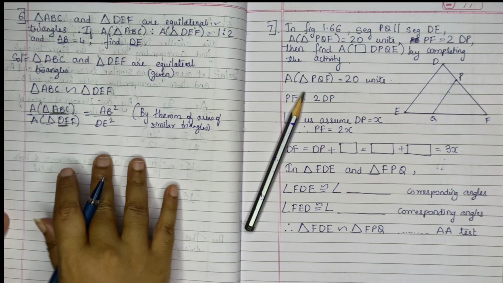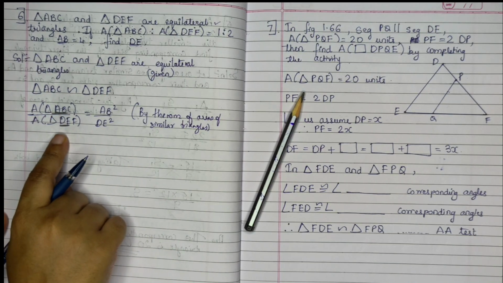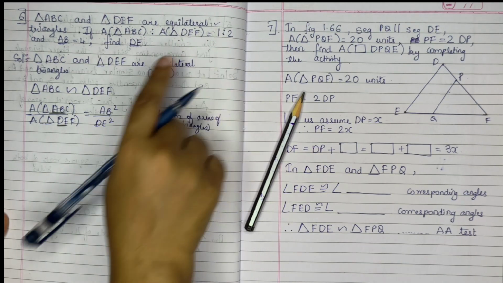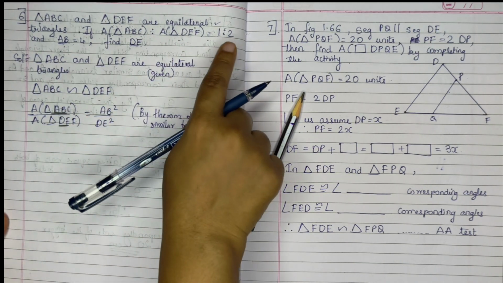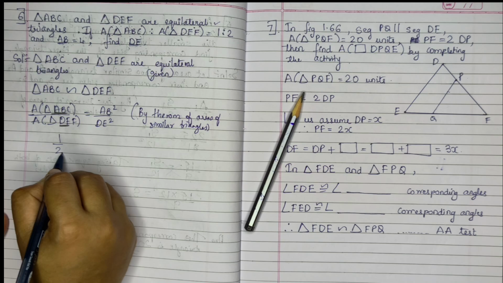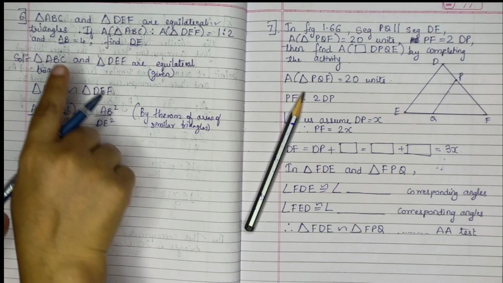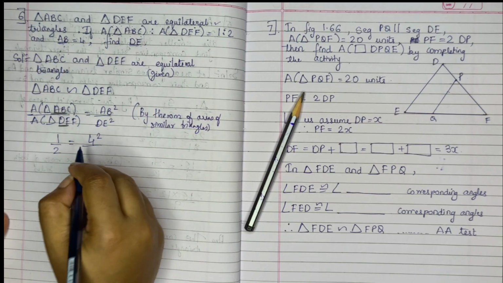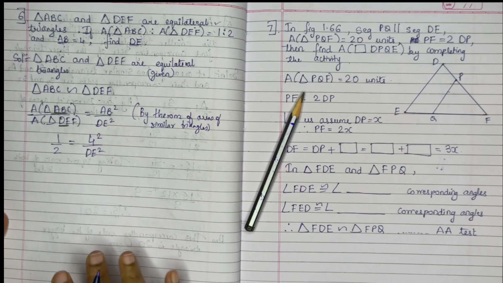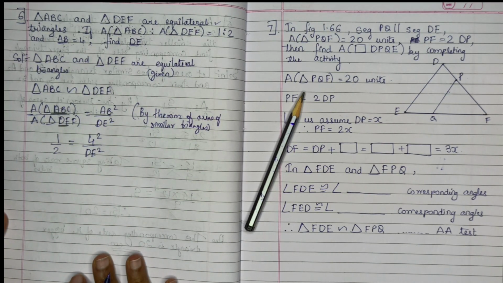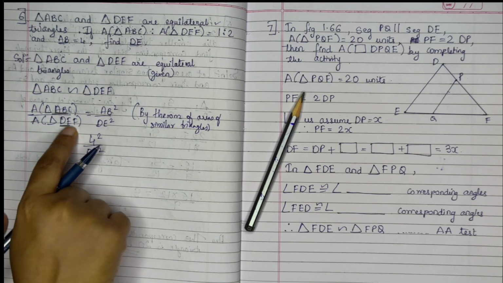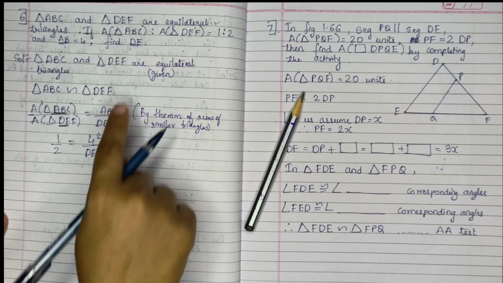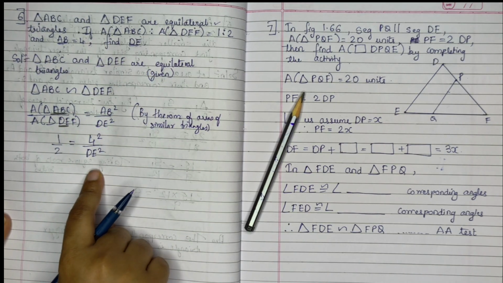Now the ratio of ABC to DEF is 1:2, so ABC upon DEF you can take 1 upon 2. AB is given 4 here, so 4 square upon DE square. DE we don't know, right? DE square as it is. So ABC upon DEF, 1 upon 2, is equal to AB square, which is 4 square, upon DE square.